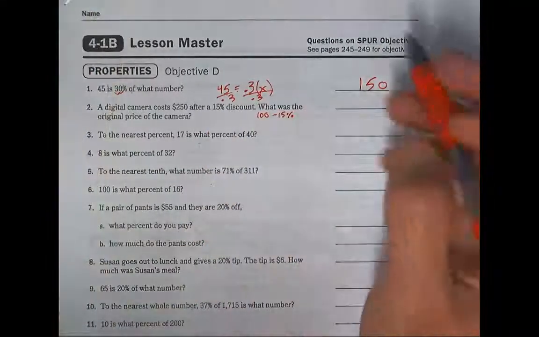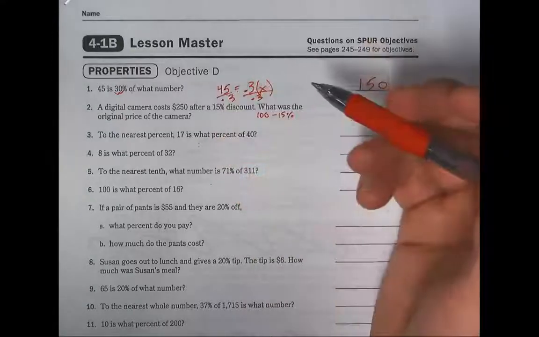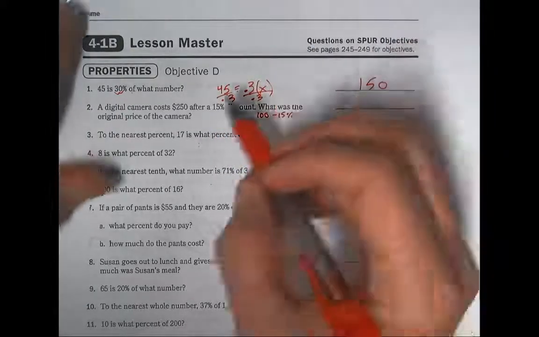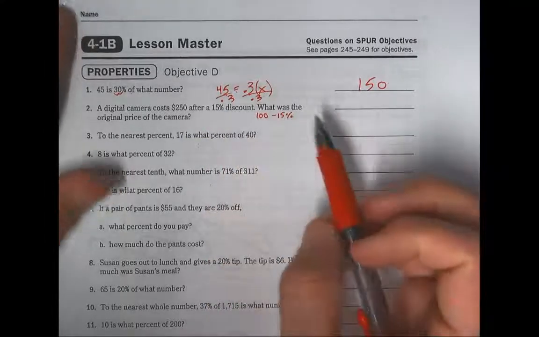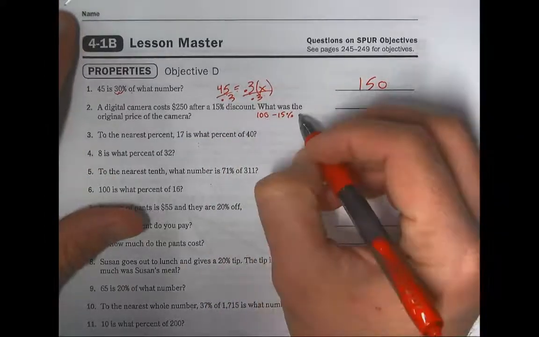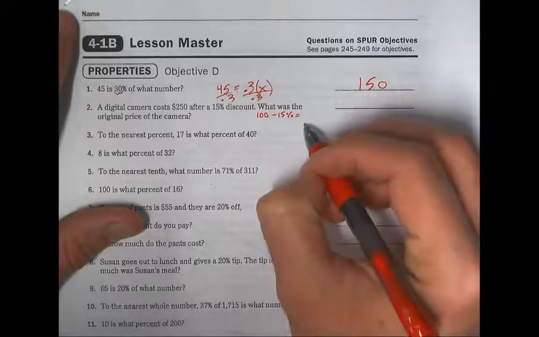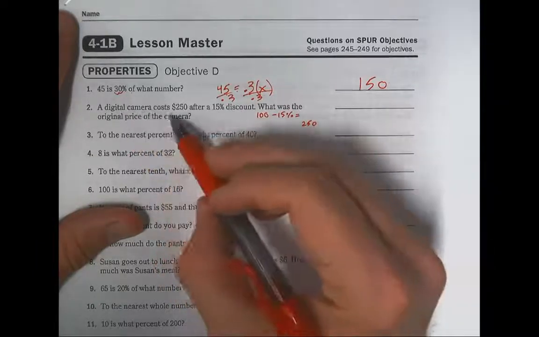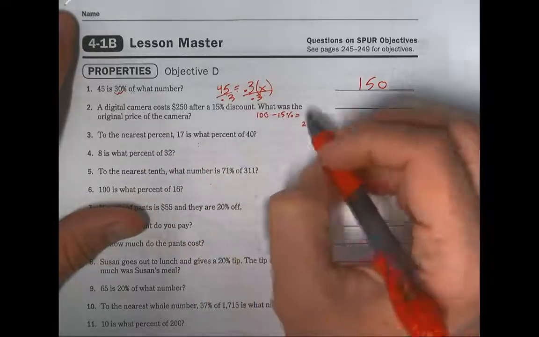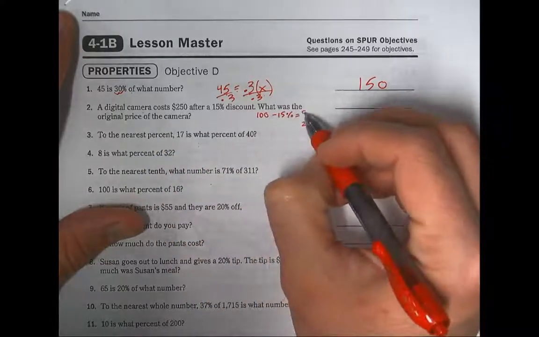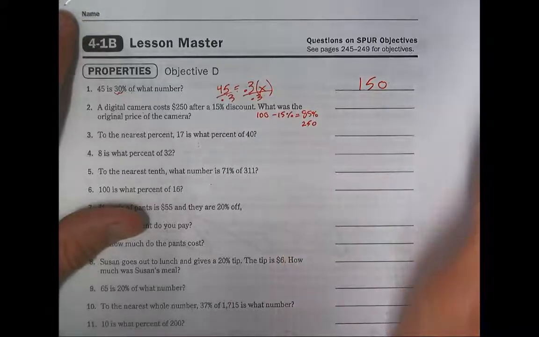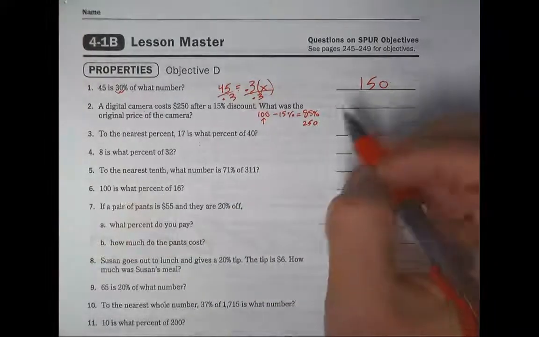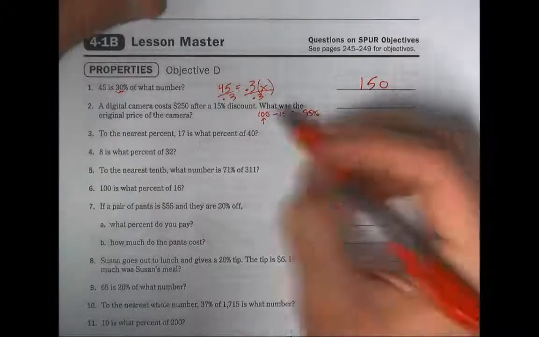They could have given you that number and told you you saved $250 using a 15% discount. Then that $250 would be the 15%. But that is not what they gave you. They told you that the price at the end was $250. So this percentage here is equal to $250. The digital camera cost $250 after a 15% discount. So after you take off 15%, you're left with 85%. What's the original price? What's the 100%? So $250 is 85% of the original cost.